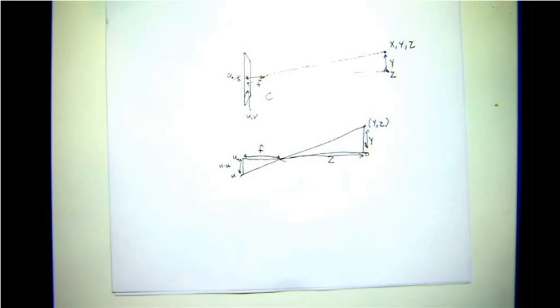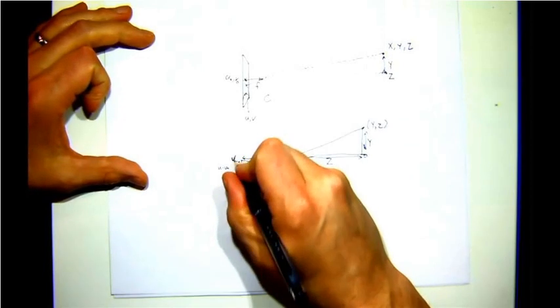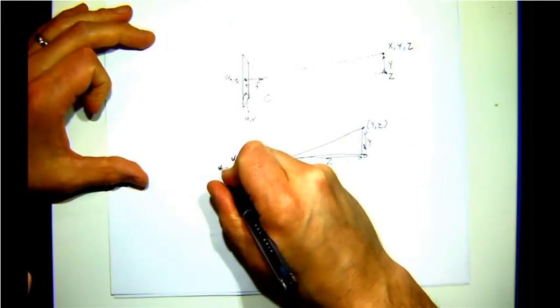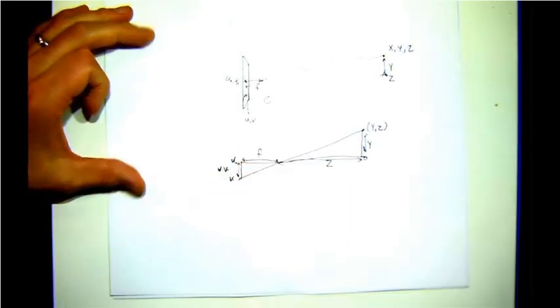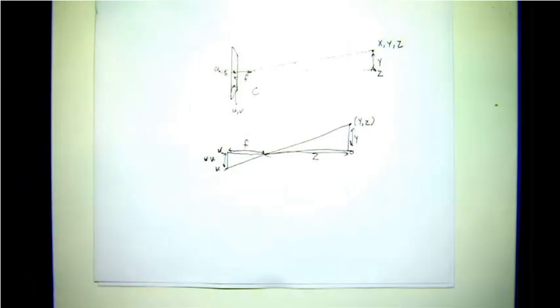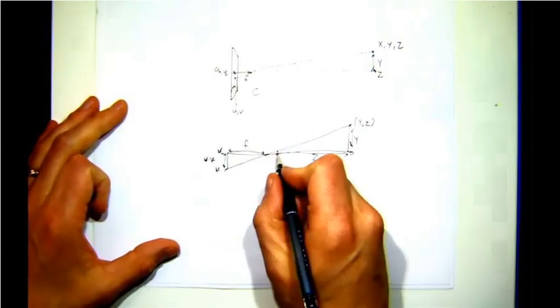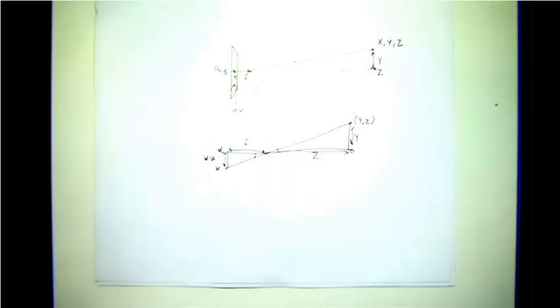So now we want to solve for, let me just switch this to V. V is usually the vertical coordinate and U is the horizontal coordinate. So now we want to solve for V given Y, Z, F, U, U naught. Okay? So you can see that we've got a similar triangle here. These angles are the same from basic geometry.